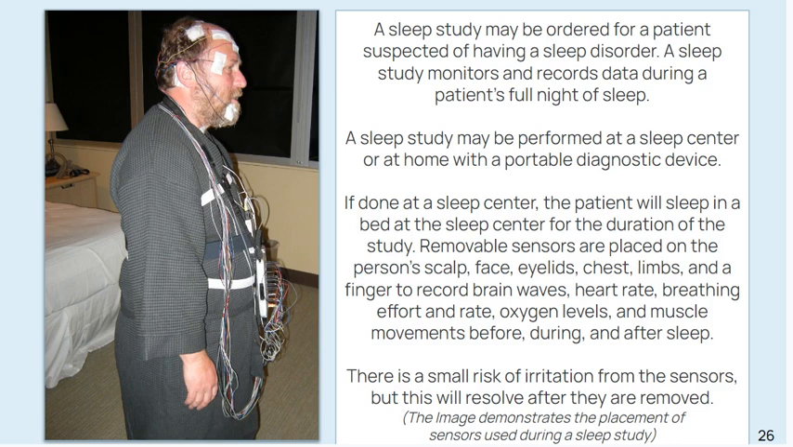They have portable equipment now that can be set up at the bedside, and we can hook up the patient with a similar contraption like this individual is wearing, and then they can actually see what's going on while they're trying to sleep. Obviously, if done at a sleep center, the patient will sleep in a bed at the sleep center for the duration of that study. These sensors are removable, and as you can see from that picture, they are on his scalp, face, eyelids, chest, limbs, fingers even, just to record those brain waves, and that helps the doctors know how deep or which stage of sleep those patients are in.